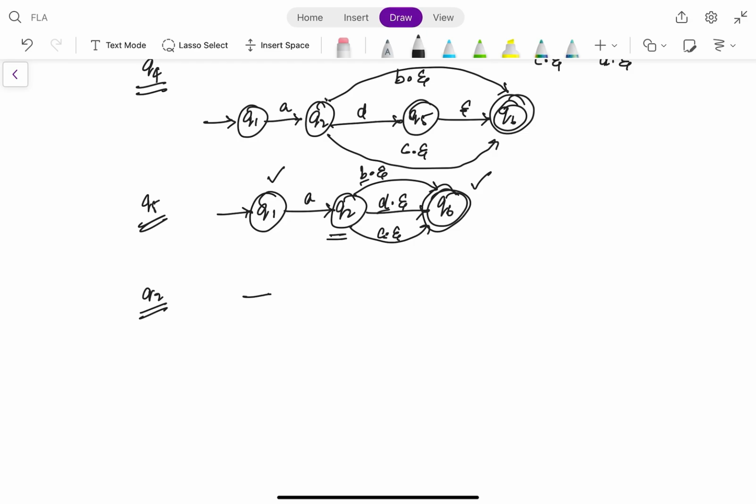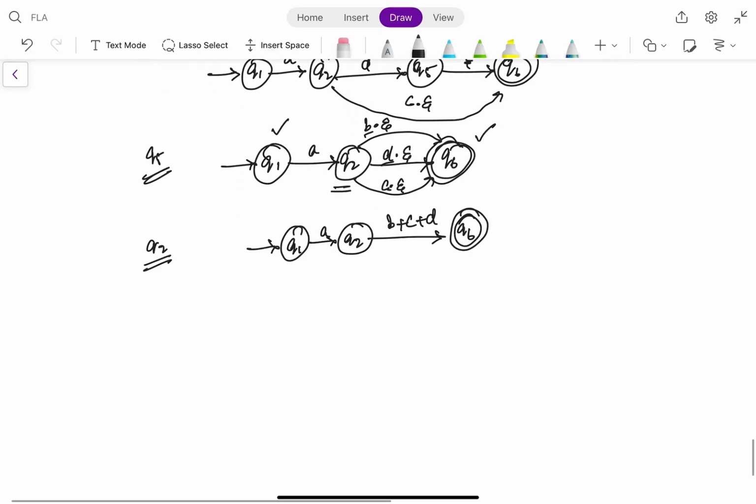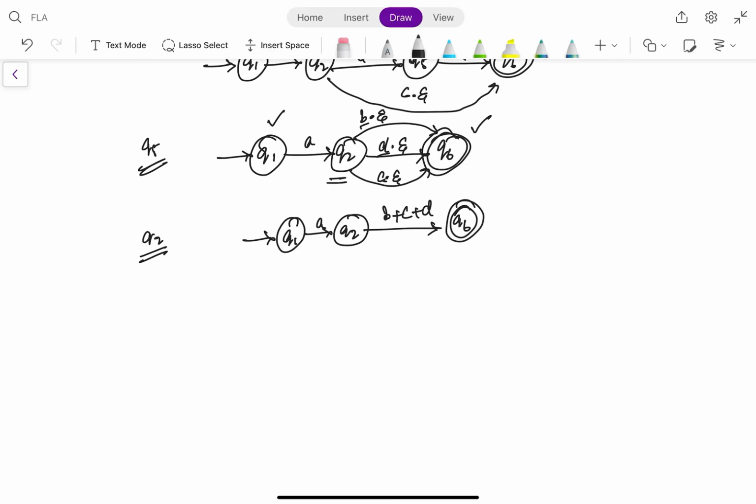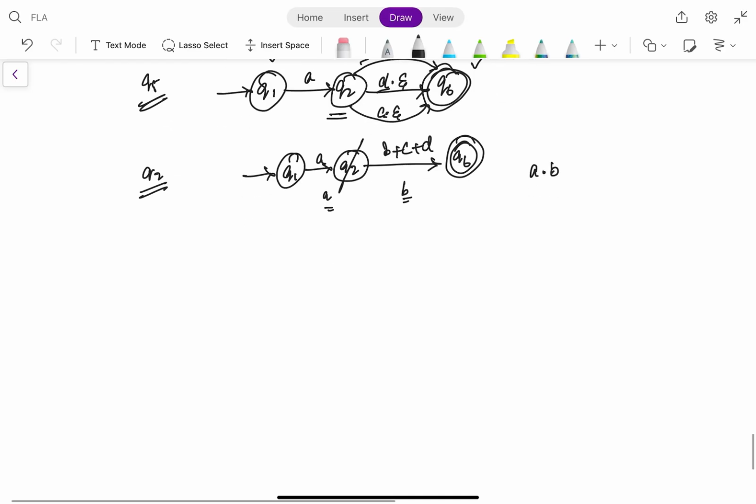First you write that, then we will try to remove Q2. So how will you write this? B or C or D? Okay, Q2. Now try to remove Q2. How does it look? A B transition, right? So you can write it as A dot B. So remove this Q2 state and write it as A dot B.